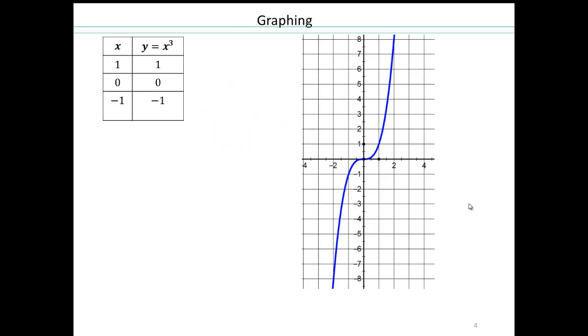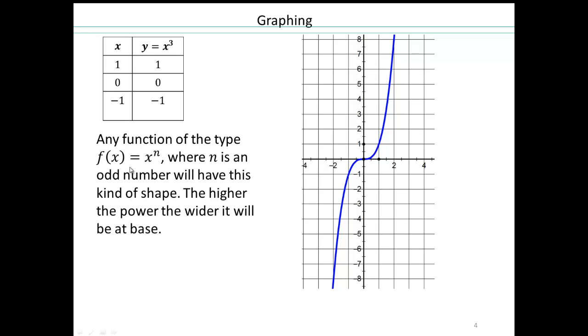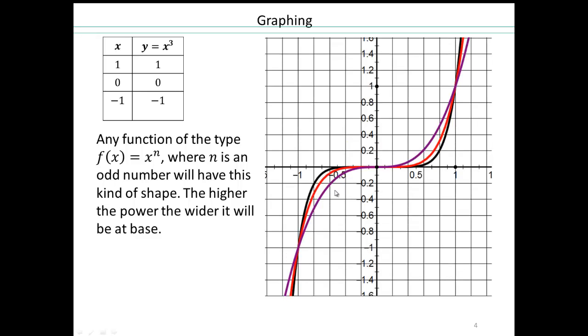All right, x cubed we just saw was that graph. You just plug in some points and sketch the graph. Any function of the type x to the power n, where n is an odd number, will have this kind of shape, and the higher the power, the wider it will be at the base. So this is what we just saw. You can see the black graph is x to the 7th, red is x to the 5th, and purple is x to the 3rd power. And they all go through the points (-1, -1) and (1, 1).